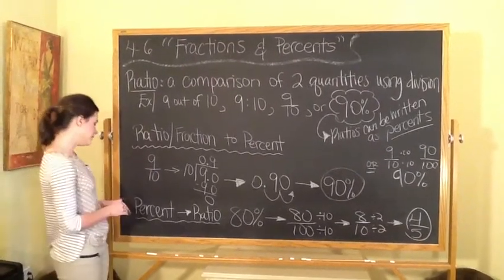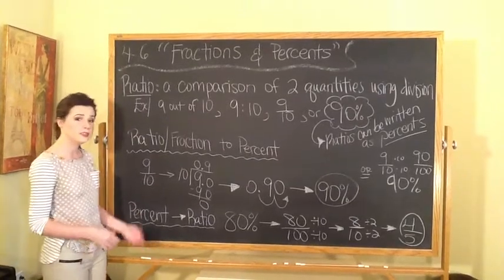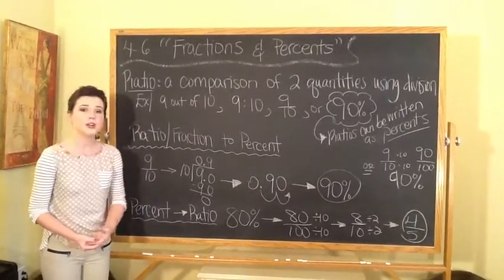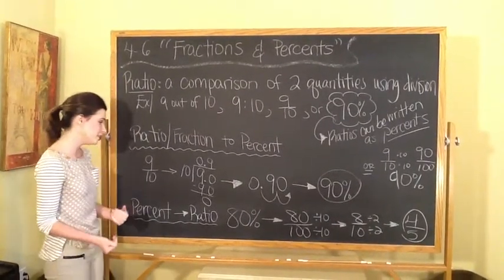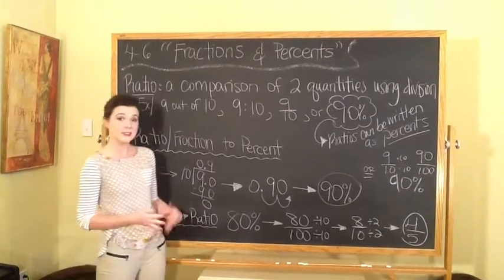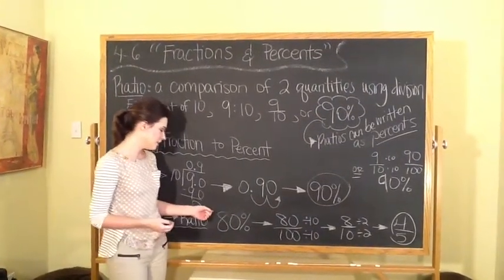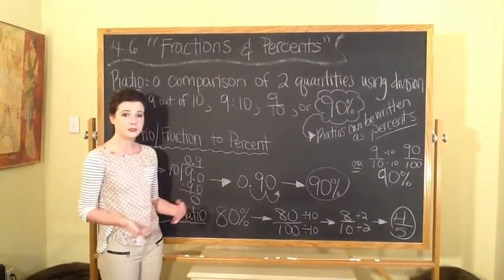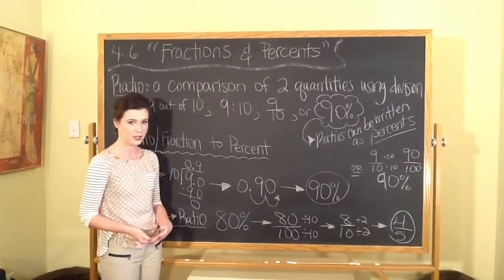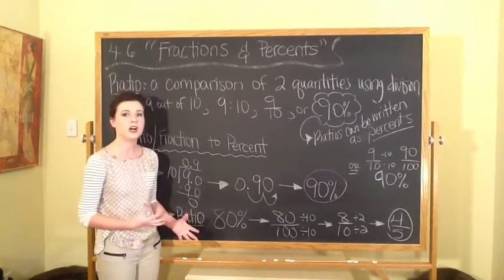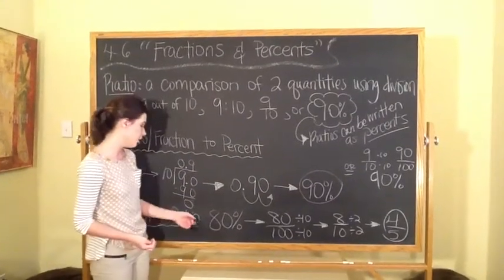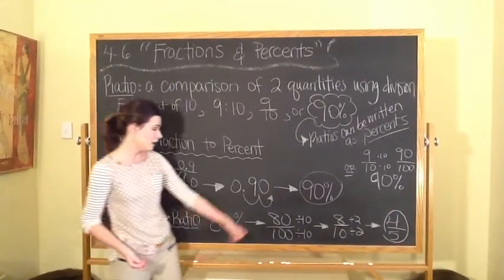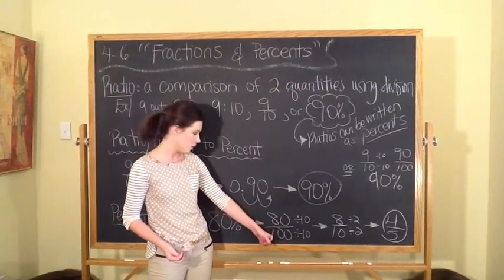Alright, now in this example, we're going to go from a percent to a ratio. So we're going to be going from a percent to a fraction, a simplified fraction. In this case, we have 80%. Now, any percent can be written as a fraction by putting it over 100. Because anytime we're talking about a percent, we're talking about a part of 100. So if we're talking about 80%, we're talking about 80 out of 100, or 80/100.